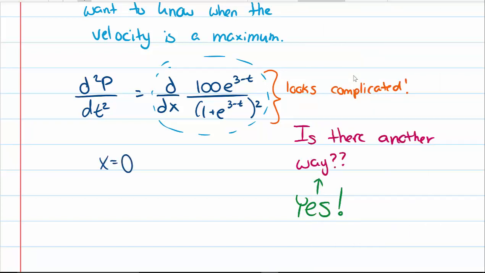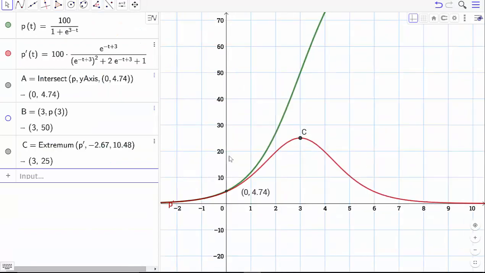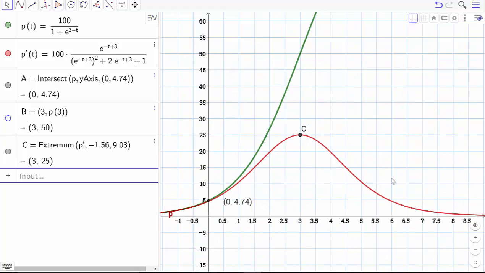I'm going to pull that up on a little bit of a nicer graph so you guys can really see what's going on here. Right here, I graphed p of t and then the derivative. Well, you can see right here, it's pretty clear that the maximum is 3 of this. And this red line represents the derivative of our original function. And that's it.